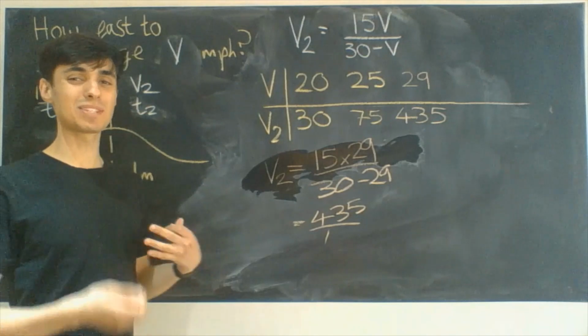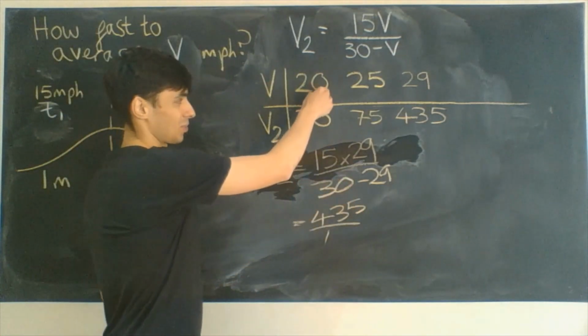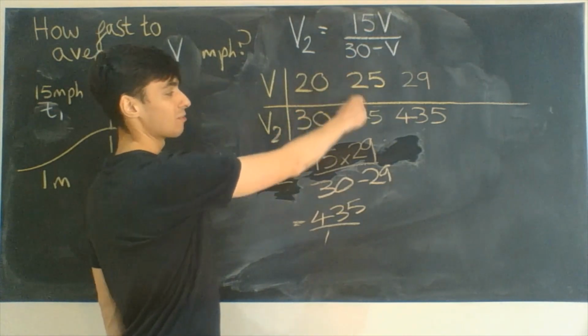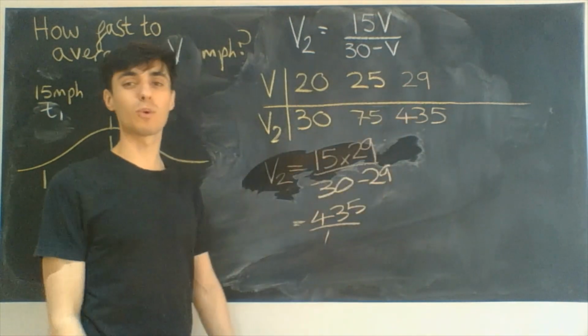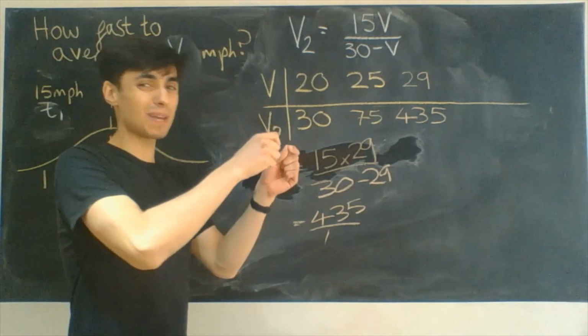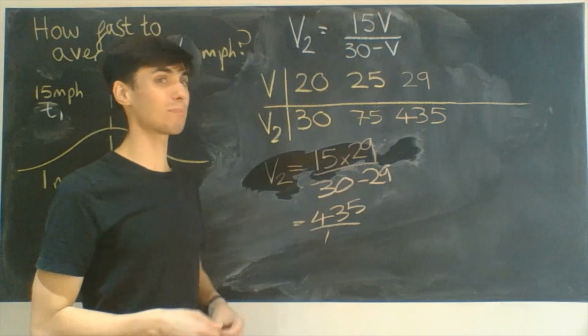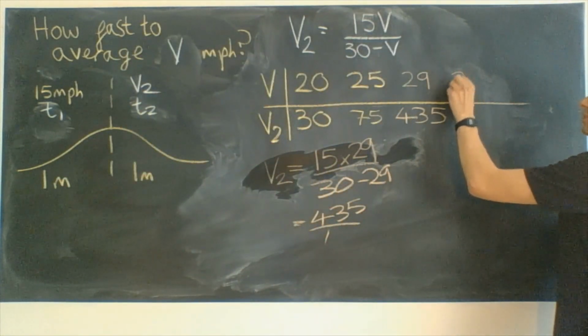Can you see the numbers seem to get spiraled out of control here? For a 20 miles per hour average, you only need to do 30. For 25, you needed to do 75. For 29, you have to do 435. Let's keep going a bit closer to 30 then. What if we wanted to do 29.9 miles per hour? Because this is still possible.